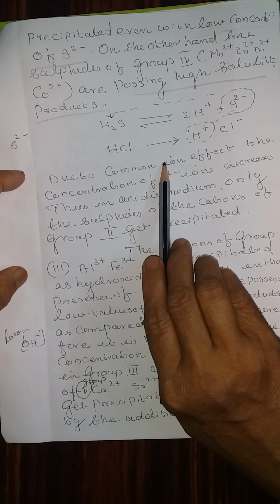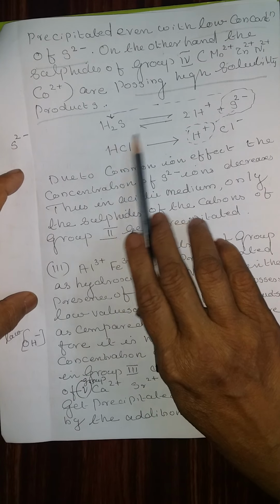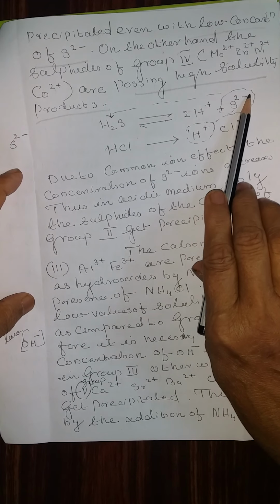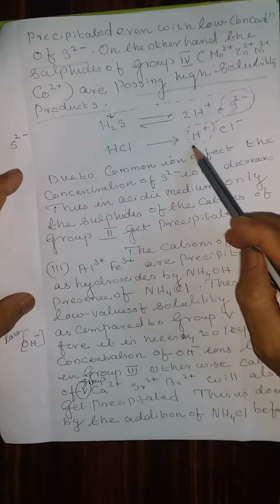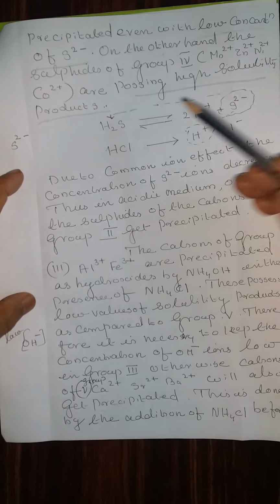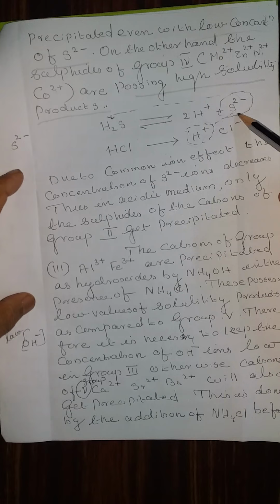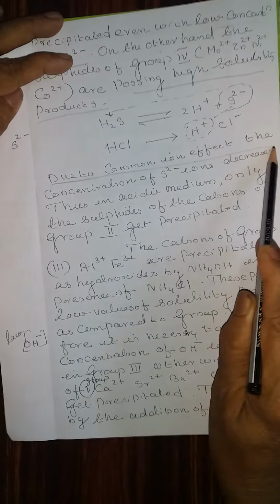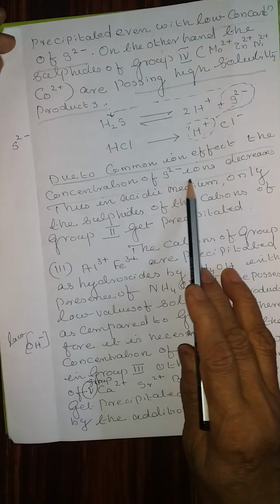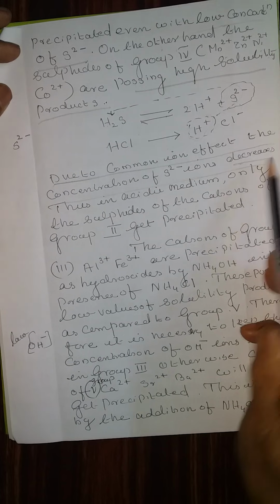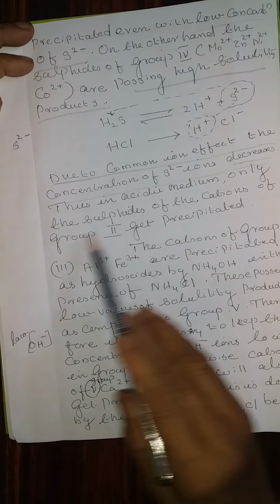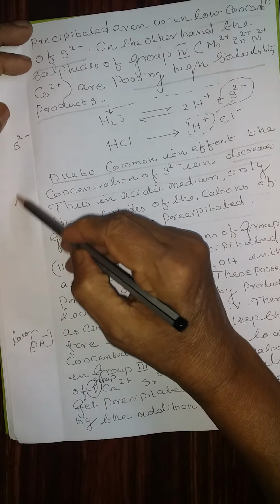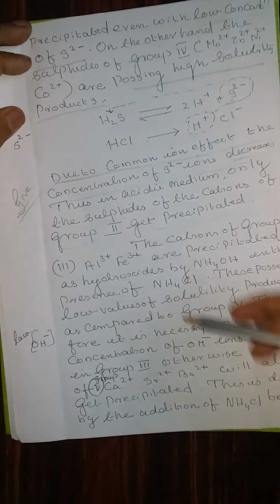Why does this happen? It is the common ion effect. H2S ionizes as H+ and S2-. HCl forms a common ion effect and reduces the concentration of S2-. Therefore, only the group 2 sulfides form a precipitate. Due to the common ion effect, the concentration of S2- ions decreases. Fill in the blank question. Thus, in acidic medium, only the sulfides of the cations of group 2 get precipitated. Give reason questions can be asked from each and every group.